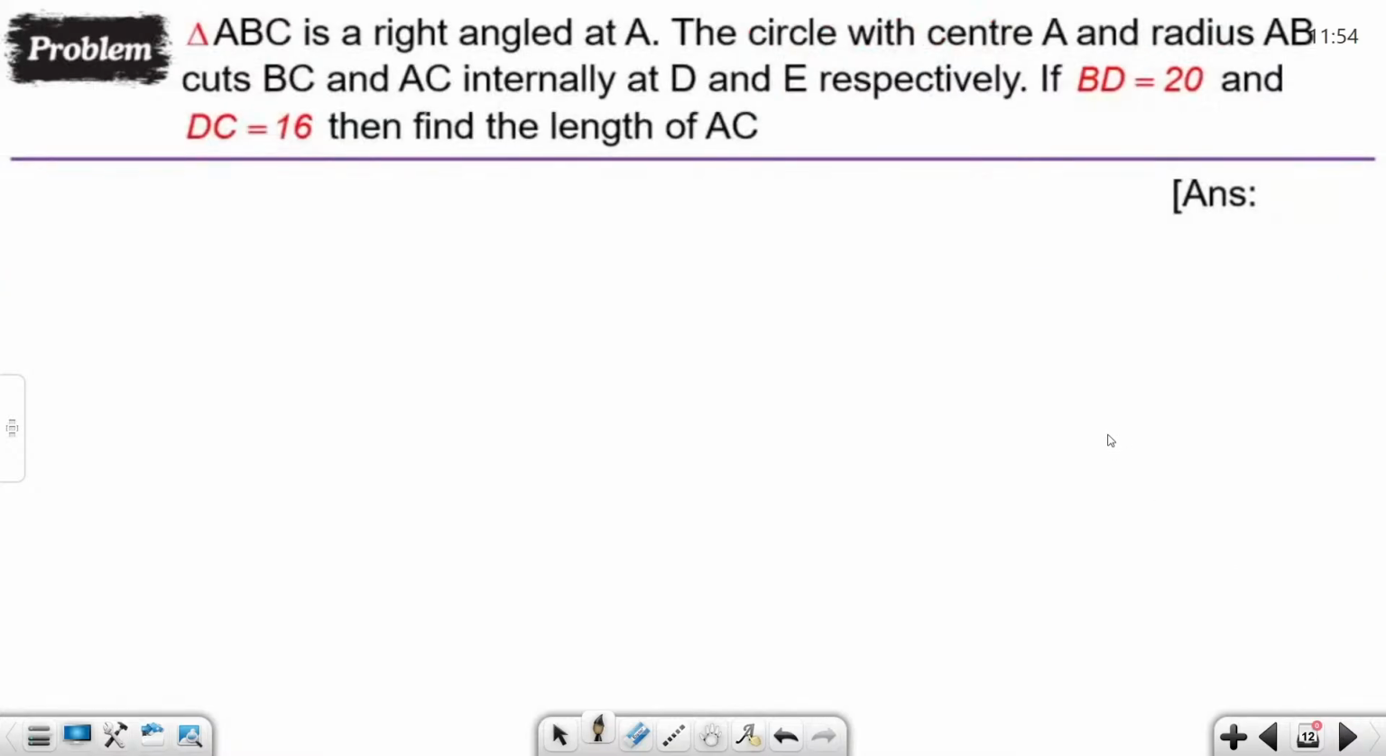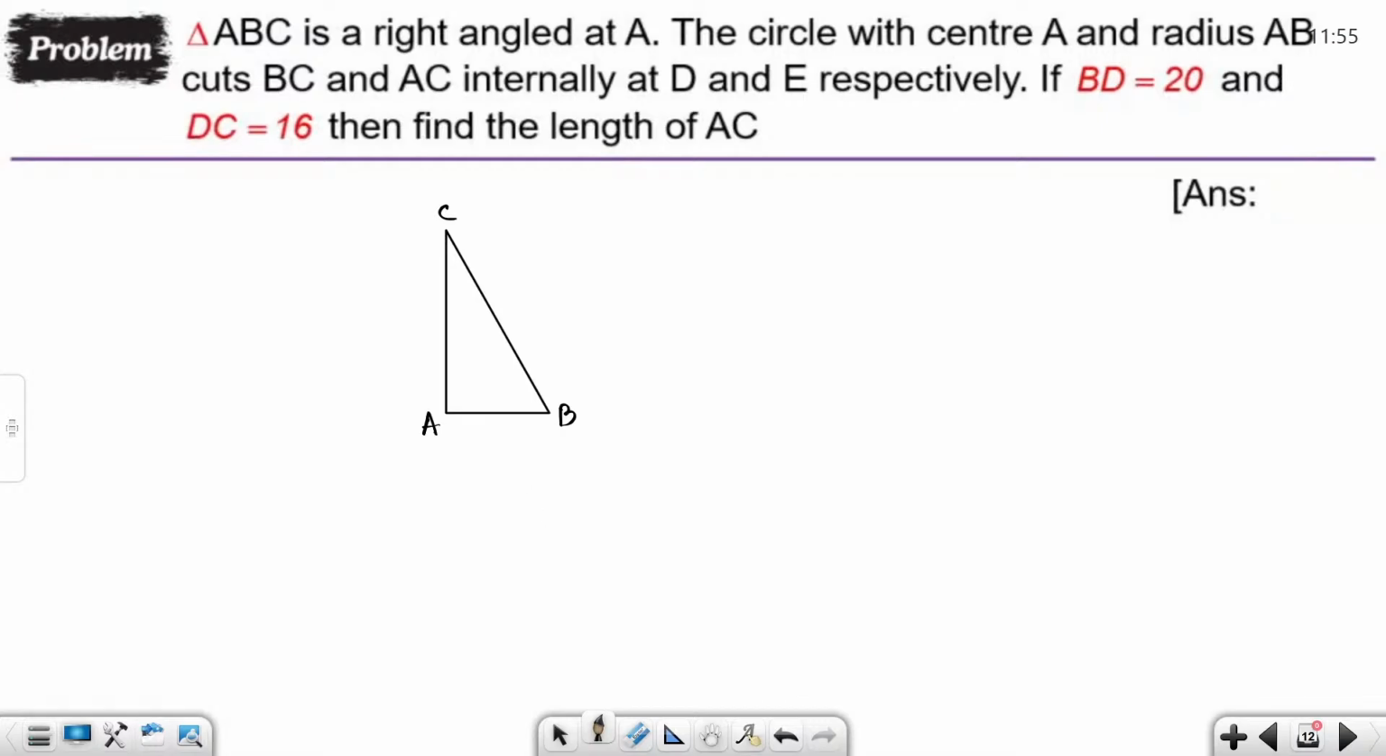See this question. ABC is a right angled triangle. Let me draw a right angled triangle first. ABC is a right angled triangle like this, right angled at A. So this is my A, this is B, and this is C.